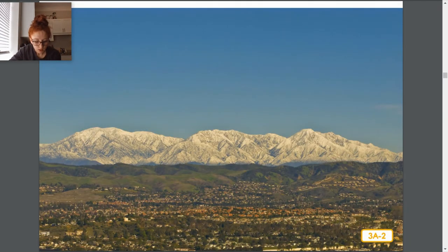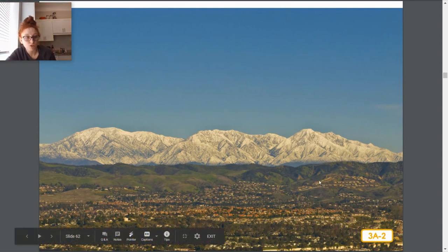Okay. The San Bernardino Mountains that you see in this picture, along with many other mountains along the west coast of North America from Mexico to Alaska, were created by changes inside the Earth. So the reason that we have those mountains is because of changes that happened in the mantle.